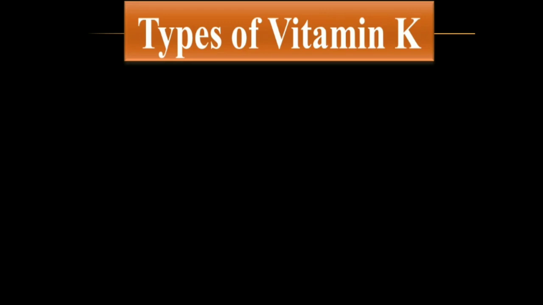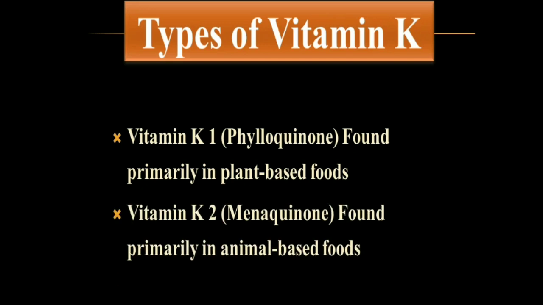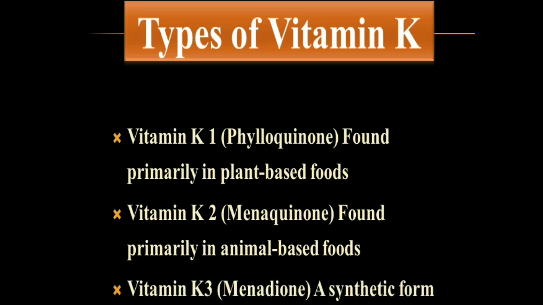Now let's see the types of vitamin K. We have three types. The first is vitamin K1, which we call phylloquinone, found in plant-based foods. Next we have vitamin K2, which we call menaquinones, found in animal-based foods. Third we have vitamin K3, which we call menadione. It is the synthetic or artificial form of the vitamin, and it can be synthesized and used for medical purposes.